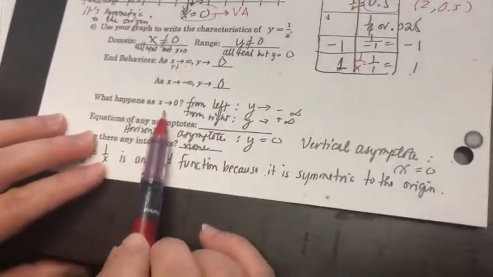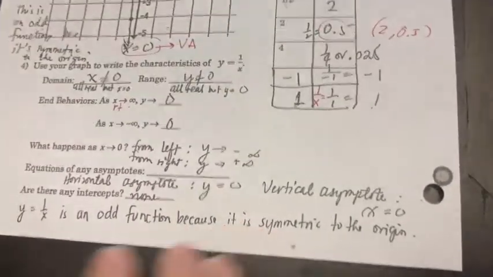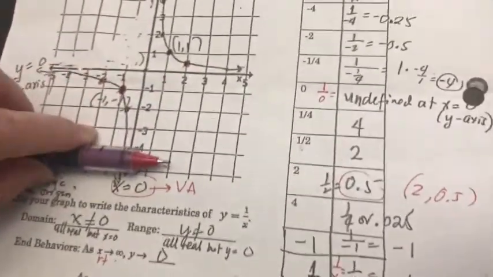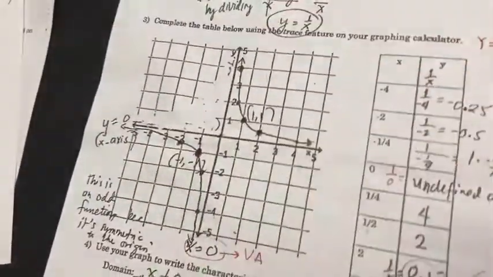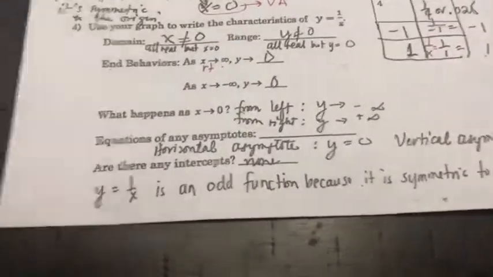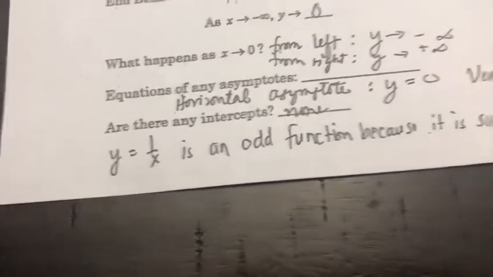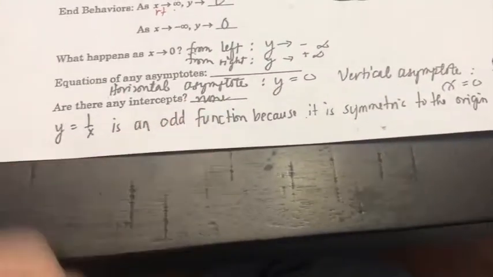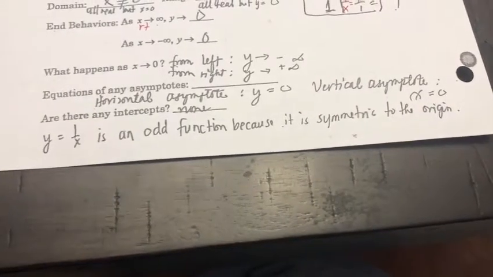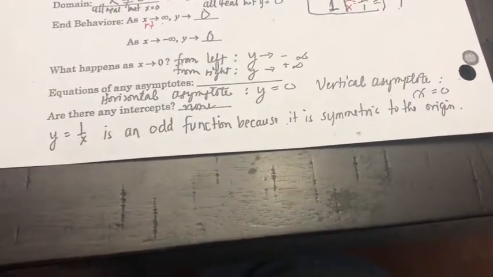So what happens as x approaches 0? Let's see from the left. As it approaches 0, y values go down. From the right, as it approaches 0, y values go up. Okay? So I'm going to finish up with the definition of asymptotes. An asymptote is a line that the graph approaches, but it's not going to touch it. So for this example, the horizontal asymptote is y equals 0, the vertical asymptote is x equals 0.